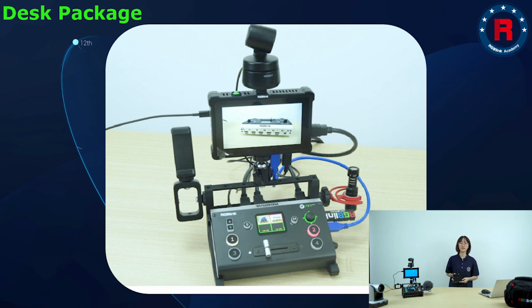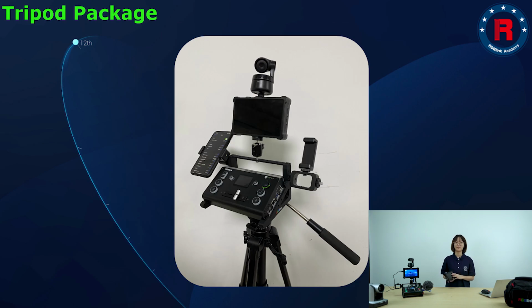The first solution is the desktop solution of Taiwan Pro and Mini Pro. With the customized shelf, we can install TAO and Mini and other accessories, which is easy to use. The second solution is the tripod solution. When in the outdoor environment, we can install the shelf to a tripod.